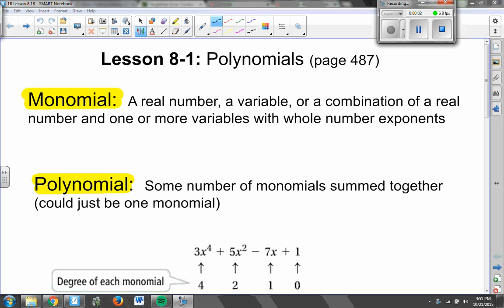All right, Algebra 1B. Welcome to part 2 of lesson 8.1. Today we're going to talk about polynomials.